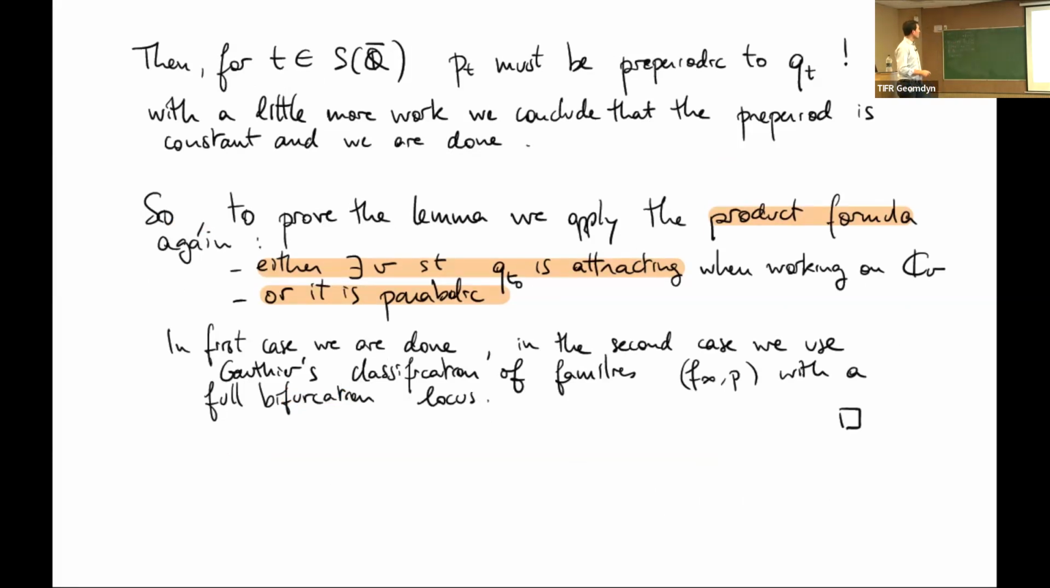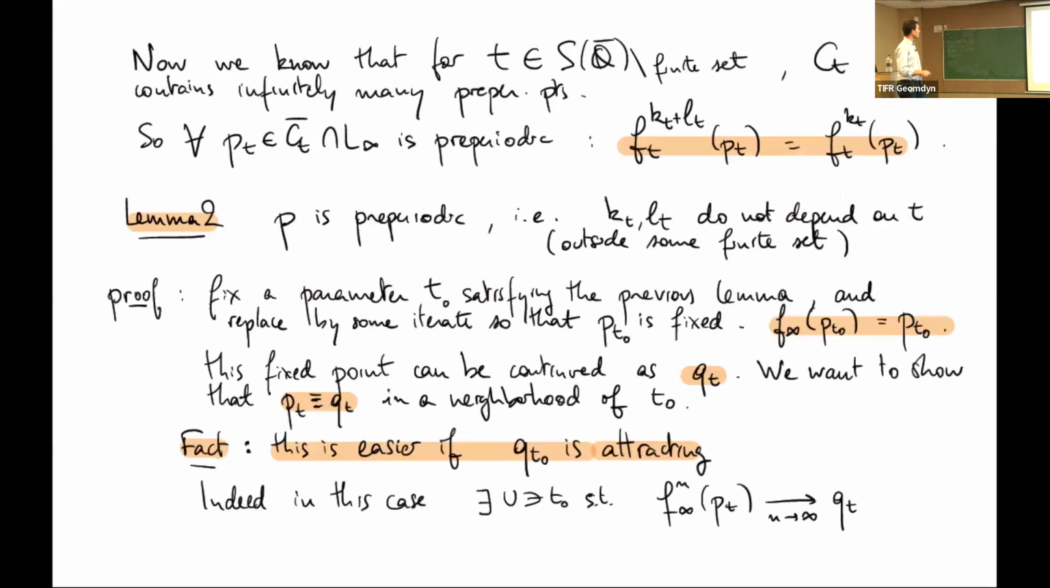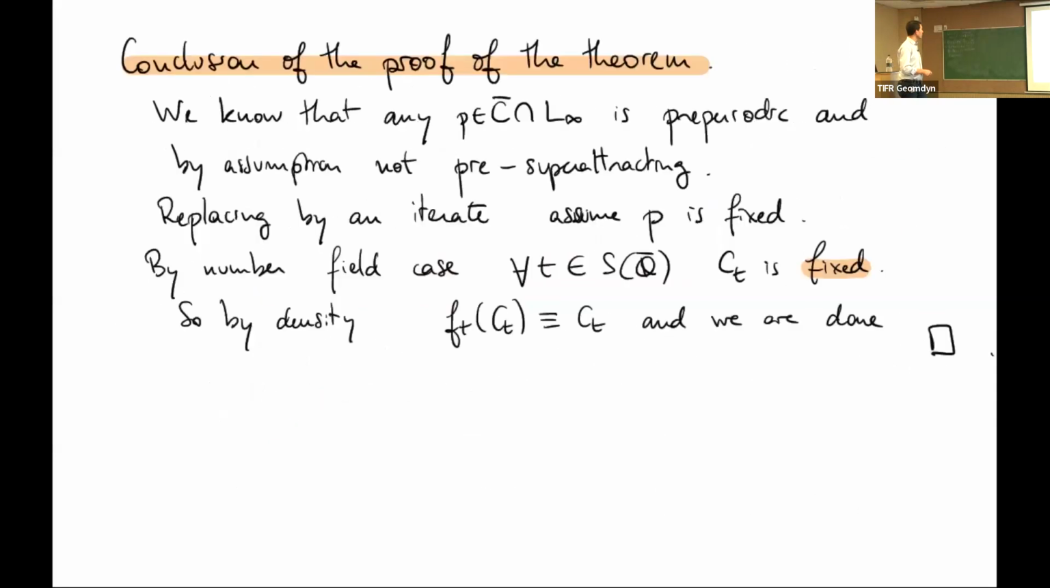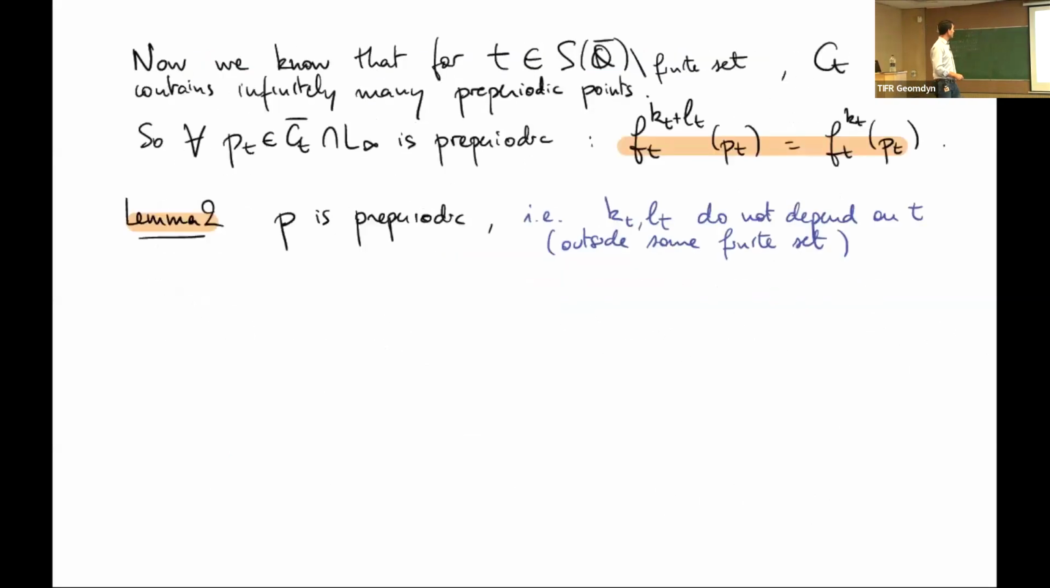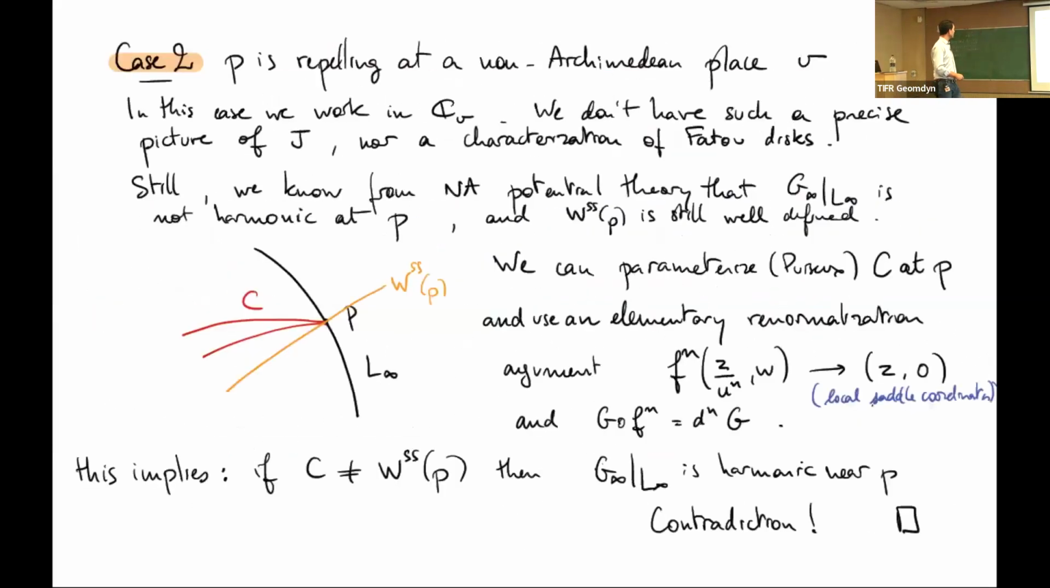So now we are almost done. We know that this point is preperiodic as a point of the bigger field, and so we can conclude the proof. We know that this point is preperiodic, and our assumption is still valid, we know that it is not pre-super attracting. Then you can always assume that this P is fixed. And the last step of the proof is to remember, let me maybe go back to this, that would be the last sentence.